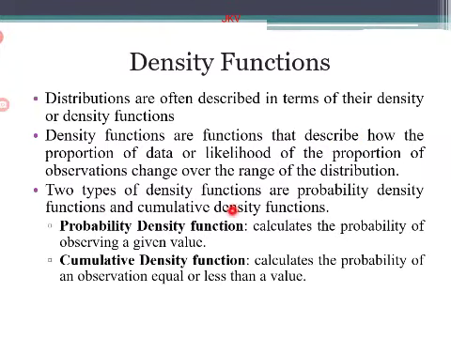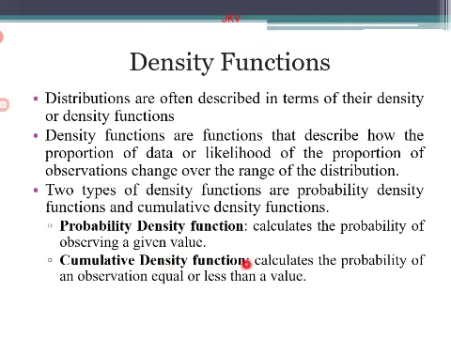Now, two types of density functions are probability density function and cumulative density function. The probability density function calculates the probability of observing a given value. For example, between age group 25 and 30, what is the probability of observing, that is, how many persons will be there. This can be termed as probability density function.